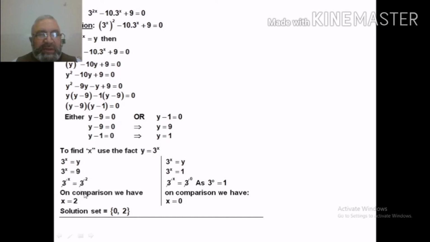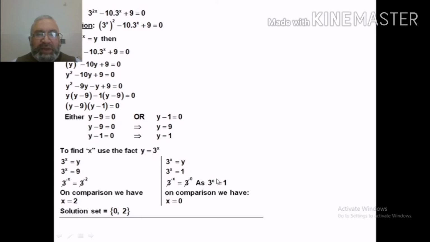So by comparison, we have x is equal to 2. That is the power of same base: 3 power x, 3 power 2. So x is equal to 2. Similarly, y is 1. So this becomes 3 power x is equal to y, that is 3 power x is equal to 1.